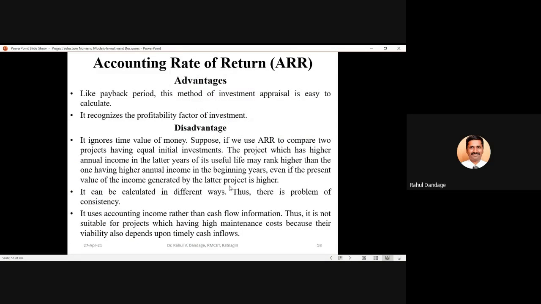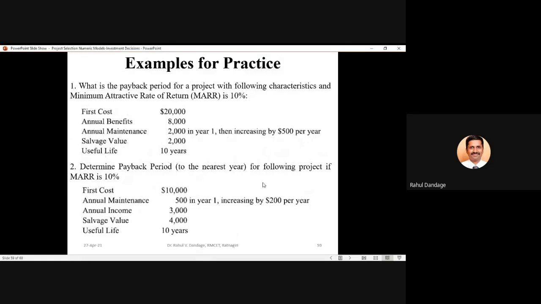So this has advantages like the payback period: the investment appraisal is easy to calculate. This considers the profitability factor of the investment. Again, the disadvantage is that the time value of money is ignored, which is most important.